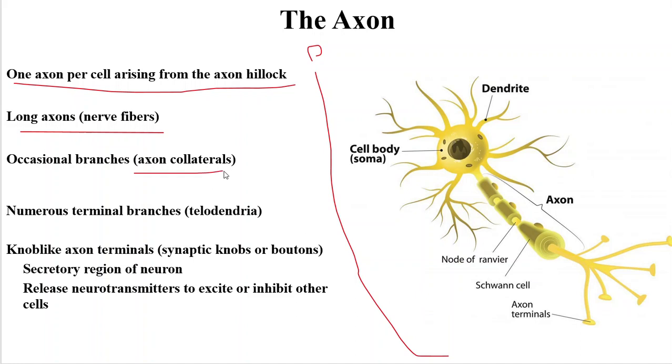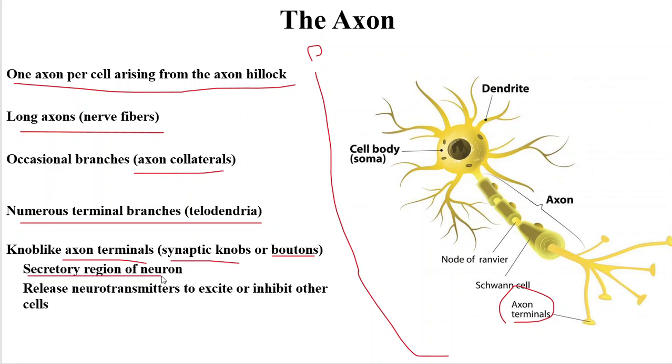Anyway, the axon collaterals, some of those come off, and then the telodendria we've already talked about. These axon terminals, I was taught bouton, so if you hear me say bouton, that's just me. You can call them any one of these 3 names.